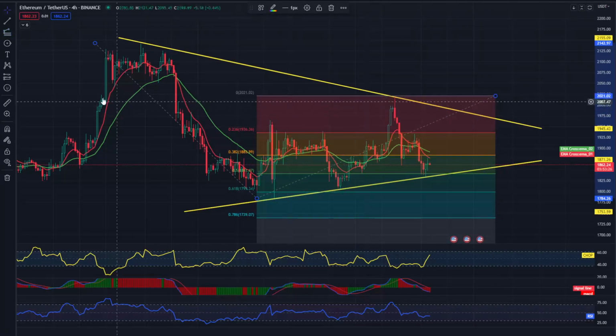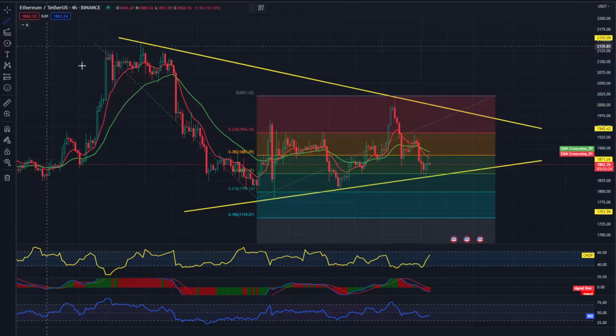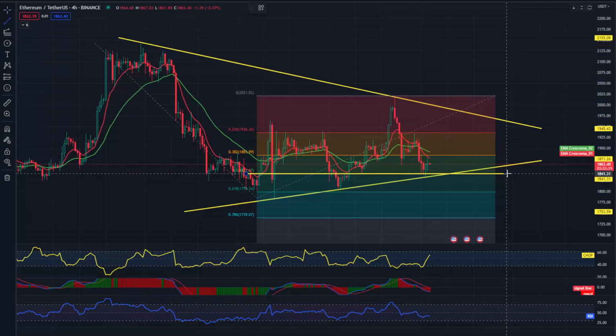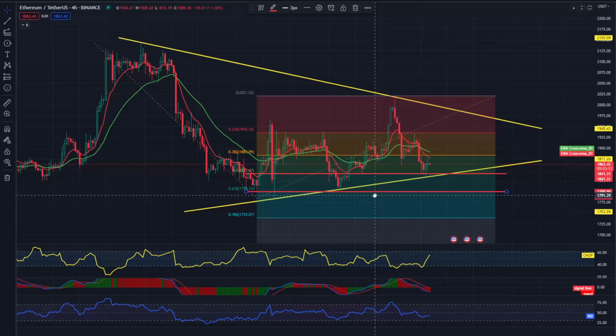We will use the trend-based fib extension tool to mark the supports, and as you can see, we have the first support at the price of $1,841, the second strong support at 0.618 fib, at the price of $1,800, the third at the price of $1,739.